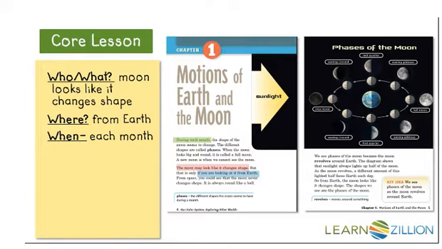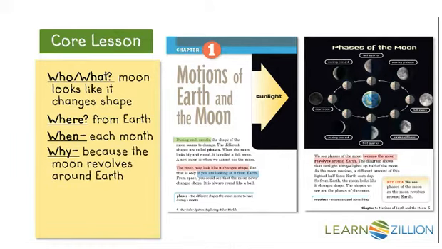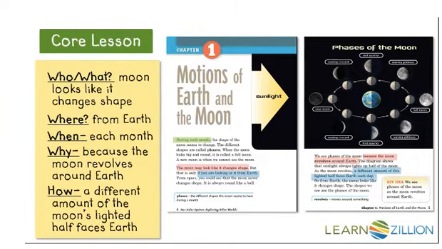Now the why. Why does the moon seem to change shape? The author explains that this happens because the moon revolves around Earth. Finally, the how. How come the moon looks different? The text and illustration explain that a different amount of the lighted half of the moon faces Earth each day.